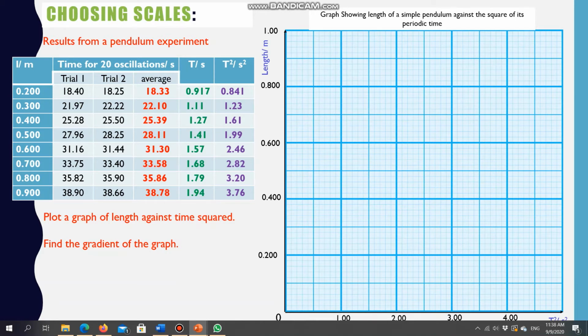Now we're going to look at plotting our points. So the first point, we'll have 0.2 and 0.841. Now 0.2 is easily read, it's right here. So 0.2, and we match that to 0.841. We know that 0.8 would be about here. 0.84 is somewhere here.